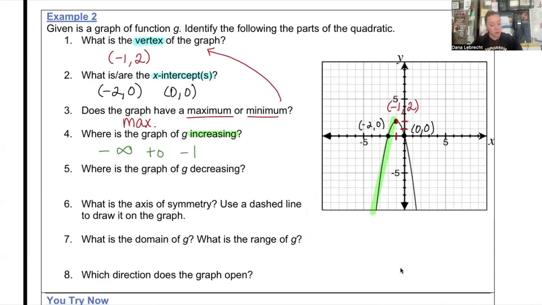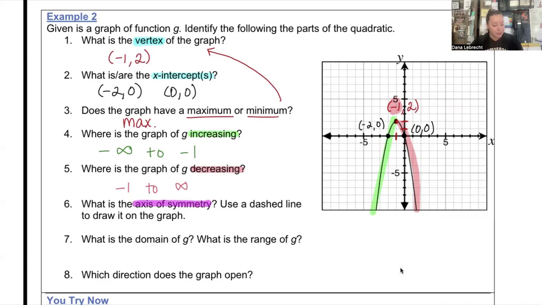Then we have, where is G decreasing? That's where my graph is going down. So that would be the other side. Again, starting from that x value of the vertex, going this way would be positive infinity. So we would be decreasing from negative 1 to infinity. Okay.